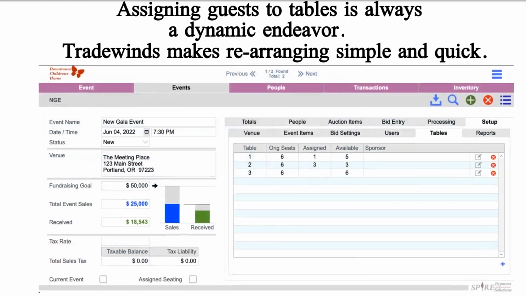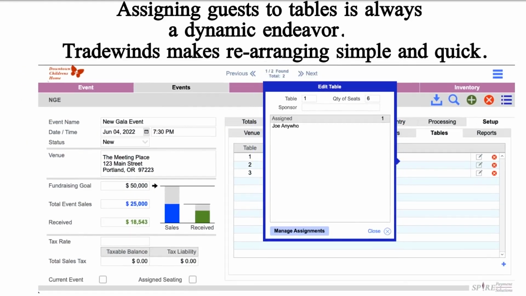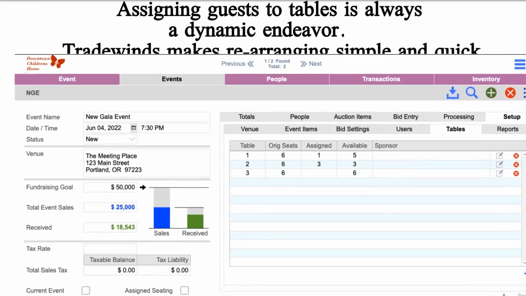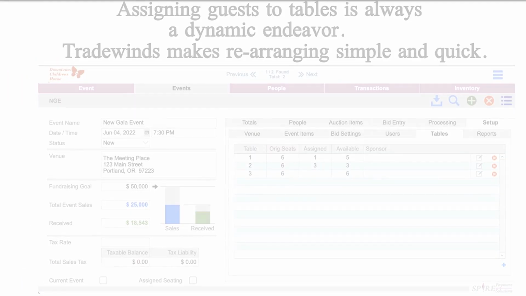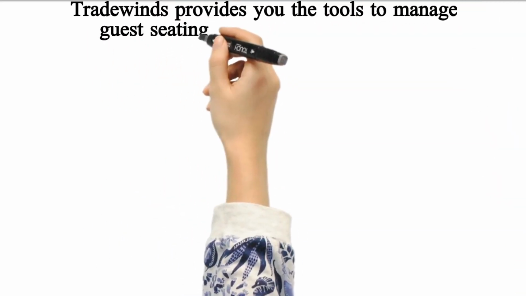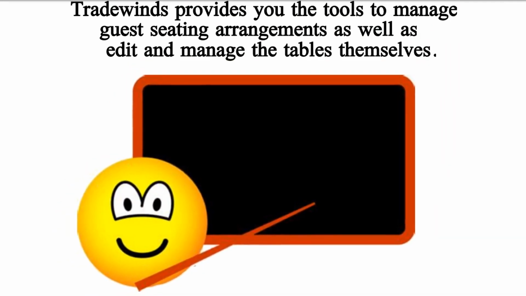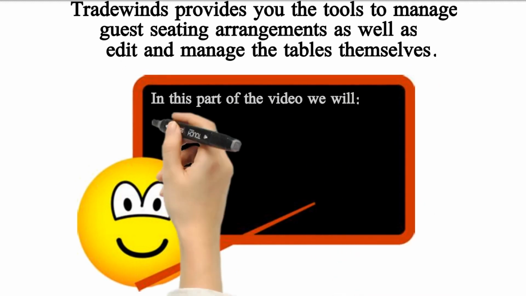Click the Close button. The Edit Table window will again be displayed. Sally has been removed. Close the window and return to the Table tab. Couples are moved the same way. Not only can Tradewinds move an individual or couples, but it can also clear all guests assigned to a table, and if necessary, remove all the guests assigned to event tables.